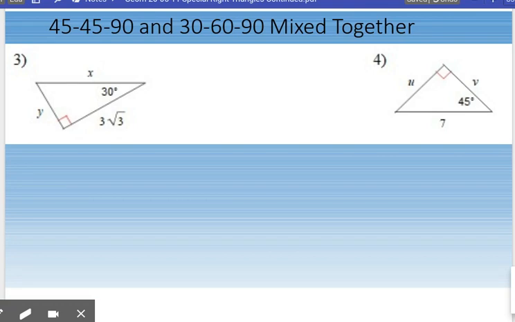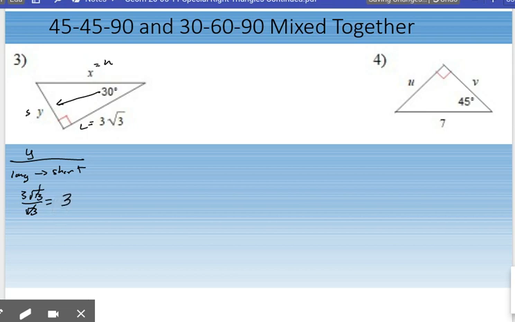All right, let's look at number 3. Remember, we always got to find the short side. So we got the short side. This is the long side. This is the hypotenuse. So I'm starting off going long to short, and if I'm going long to short, we're dividing by square root of 3. So 3 square root of 3 divided by square root of 3. Those cancel. My answer is 3.